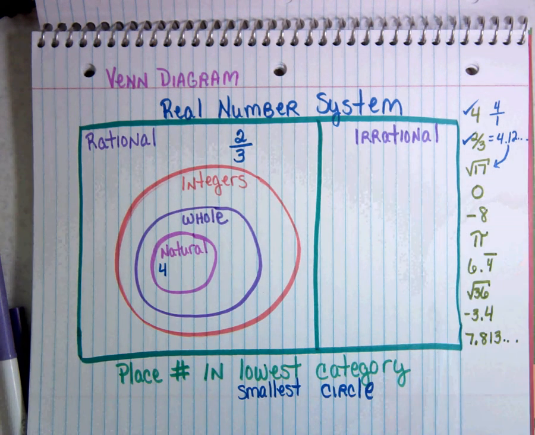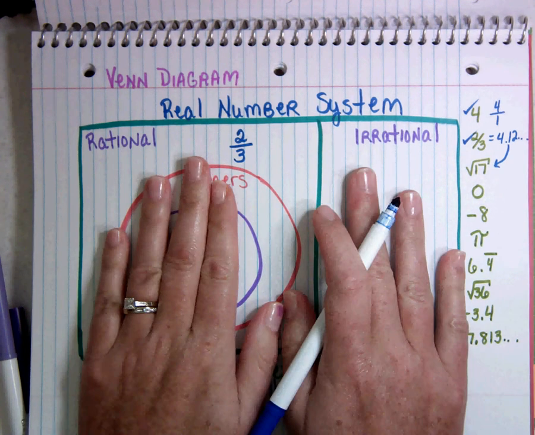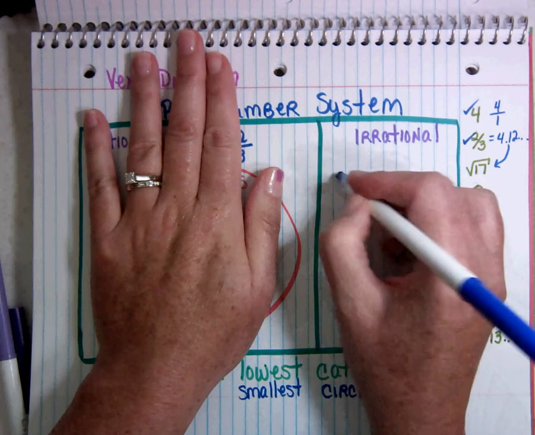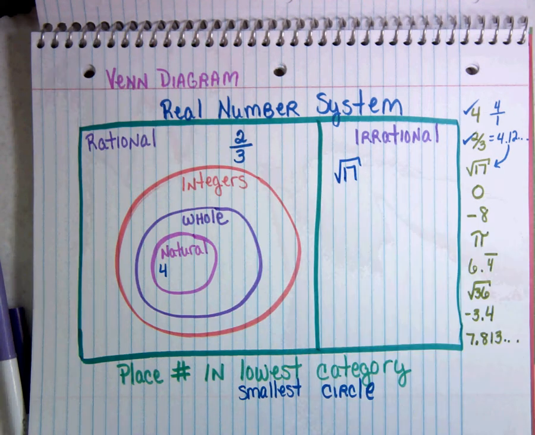Okay, so can we write that as a fraction? If it keeps going on and on forever, can we write it as a fraction? And the answer is no. So that means the square root of 17 is irrational.